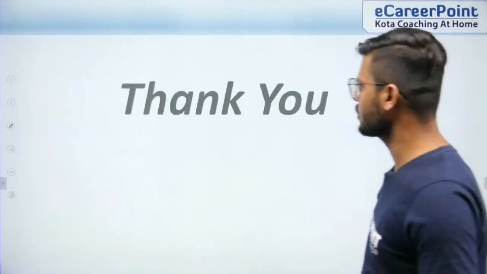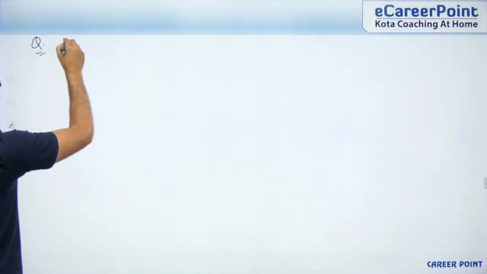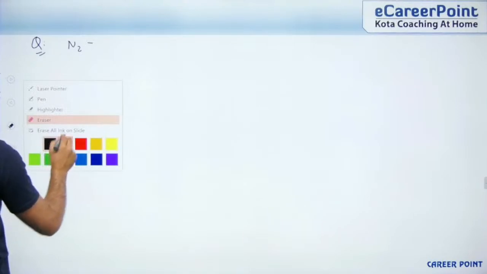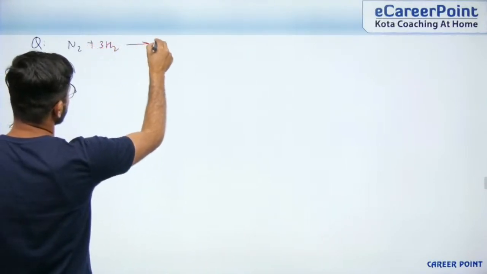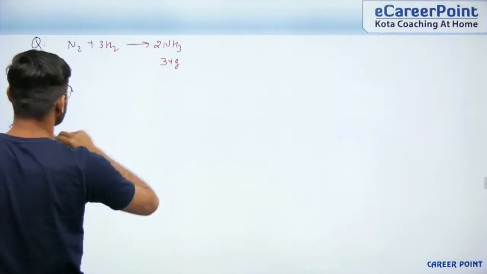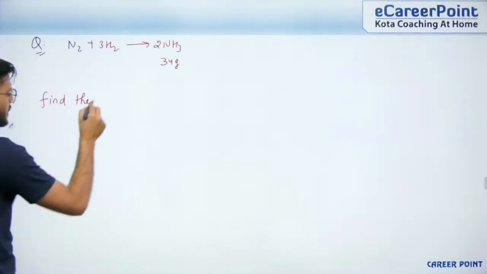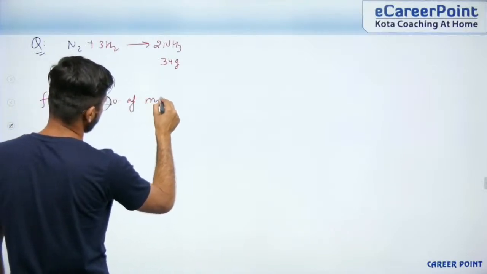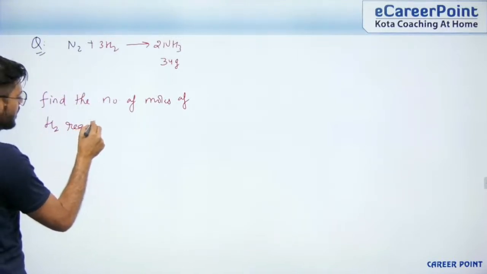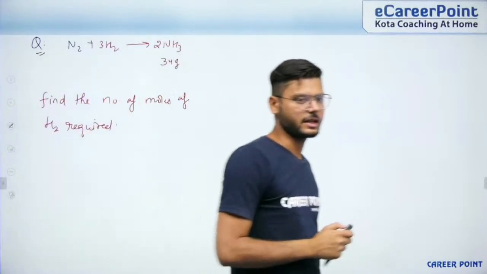Okay, so let me give you one question. I want you all to do it. The question is very simple. Nitrogen plus 3 hydrogen giving 2 ammonia, and it is given 34 gram. So the question is to find the number of moles of hydrogen required for this reaction to happen. So how many moles of hydrogen will be required? Can you do it?